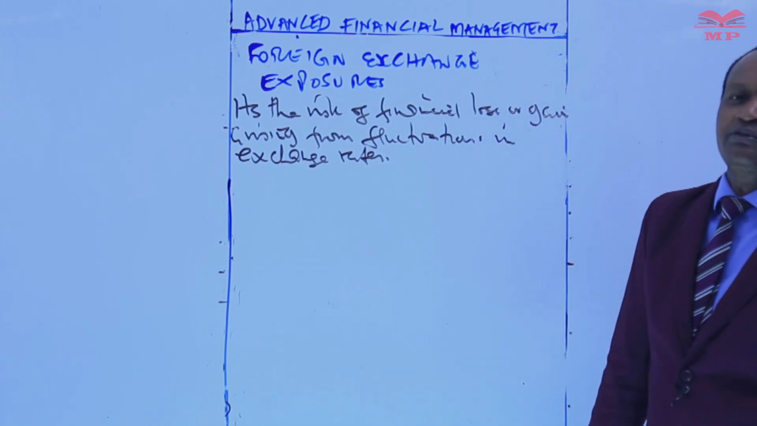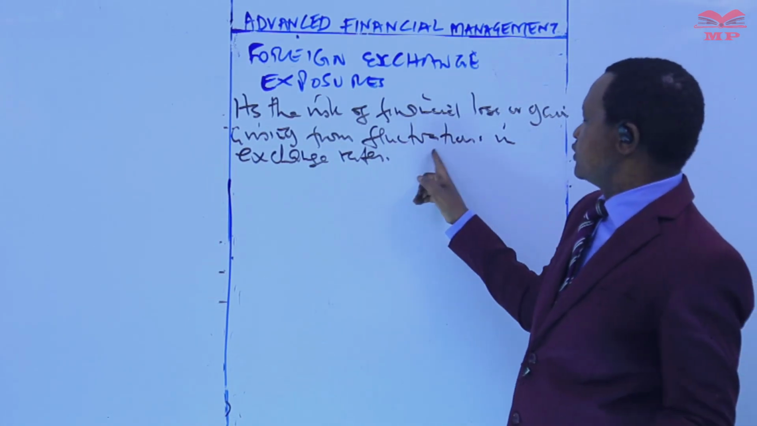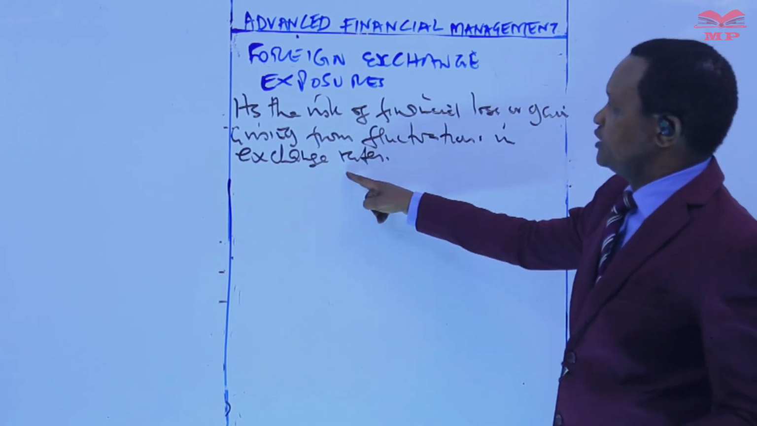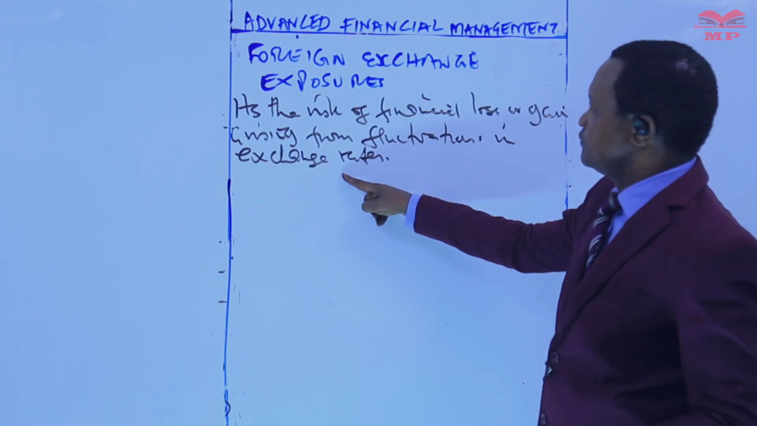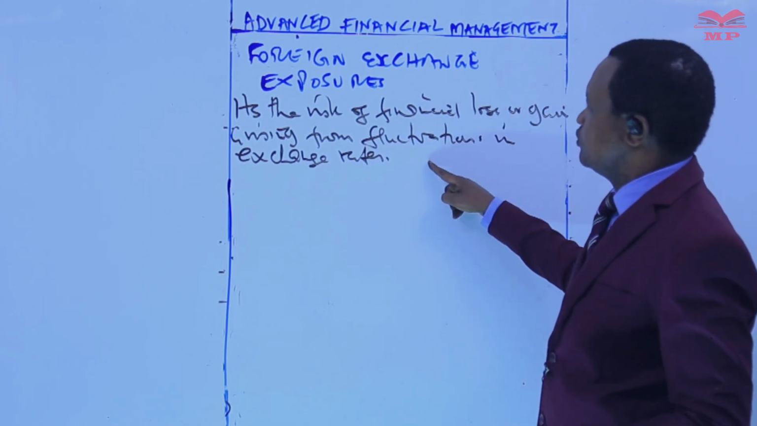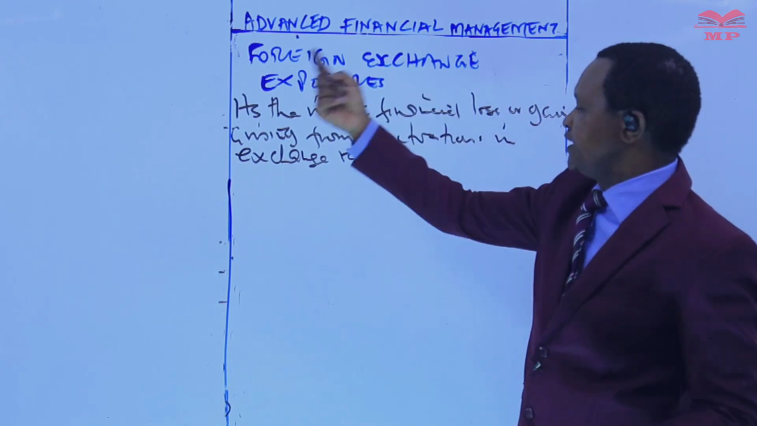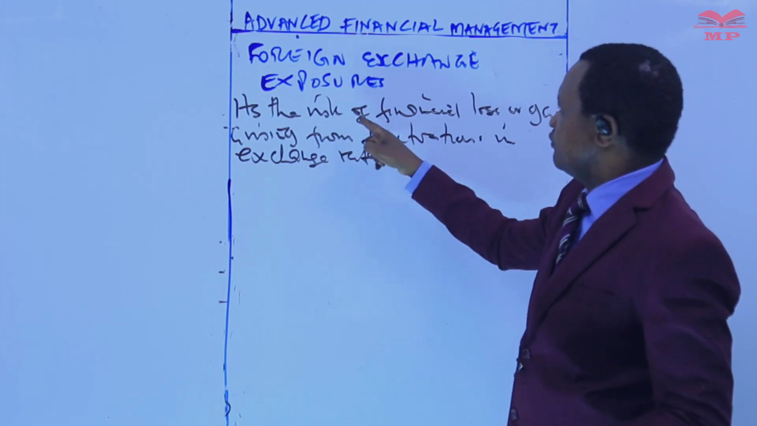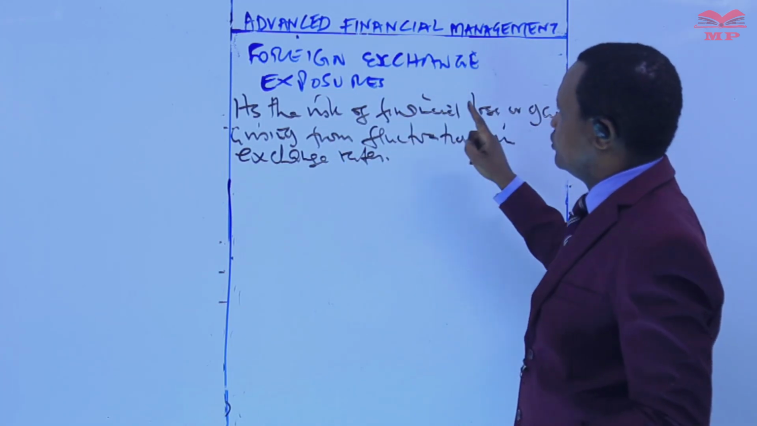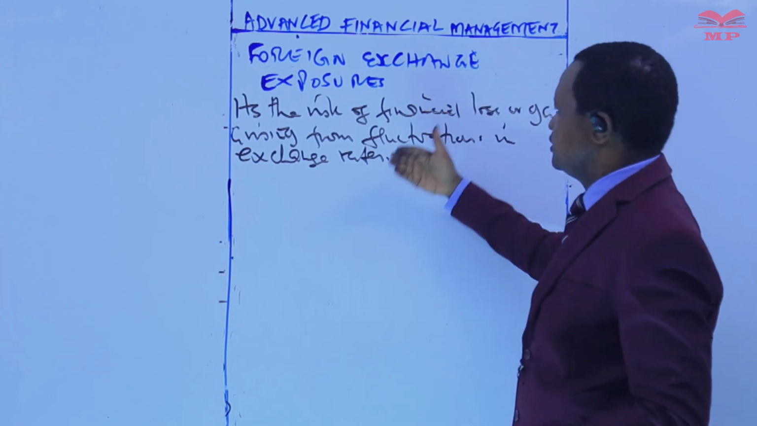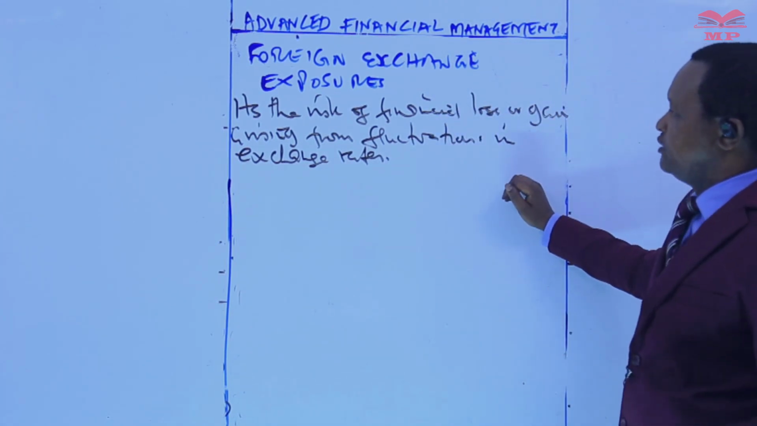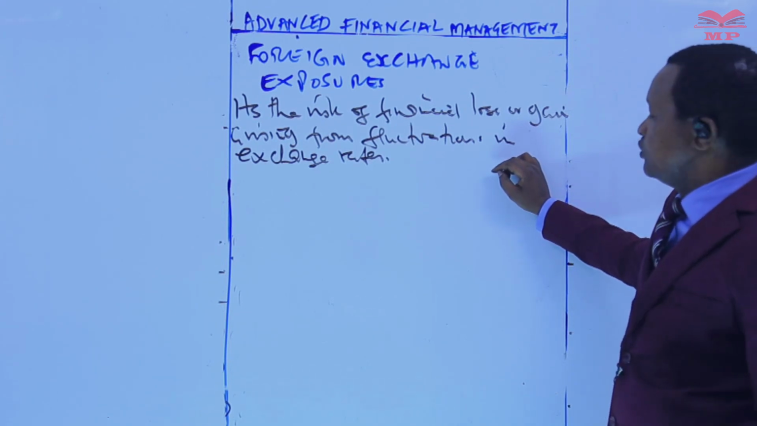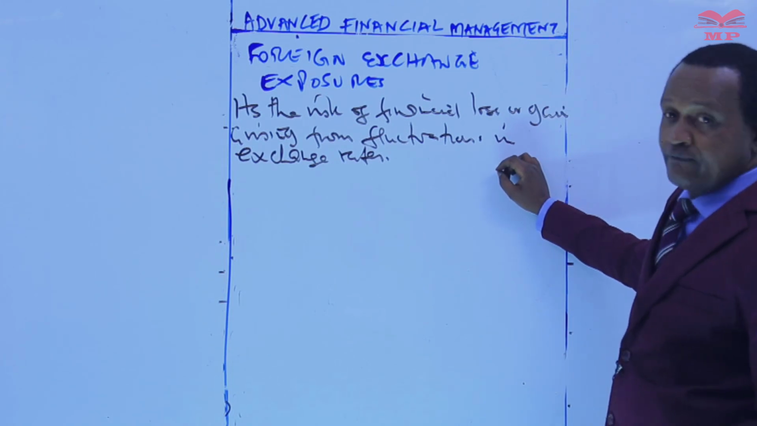So you can be affected by fluctuations in exchange rates. If you're holding a treasury bill or you're holding a bond or a stock in foreign currency, then there is that risk of financial loss or gain. You may gain or you may lose because of the fluctuations in the exchange rate. There is a way in which the rates may move, which may occasion a loss or gain. You understand?